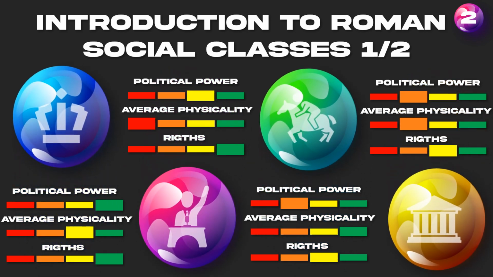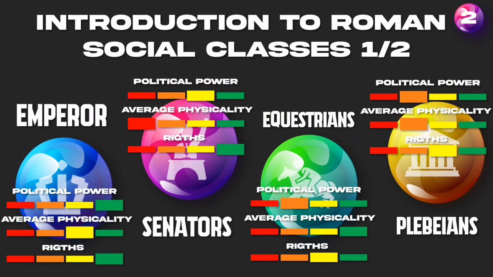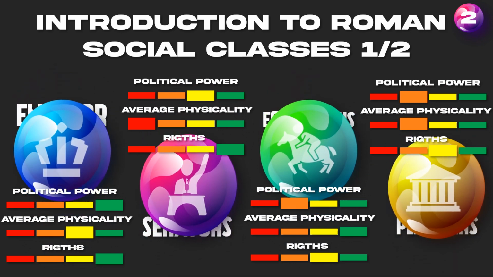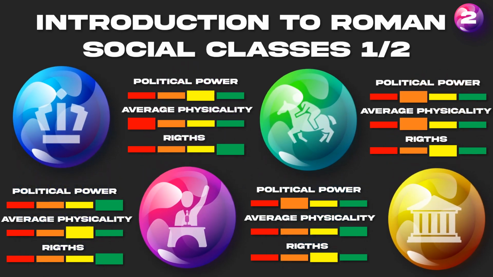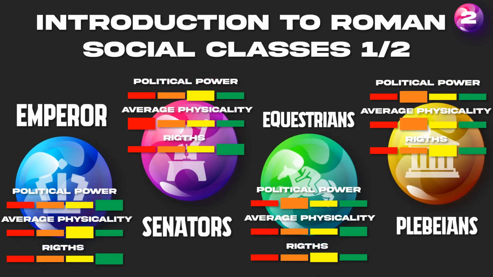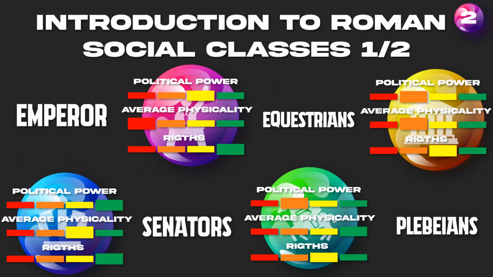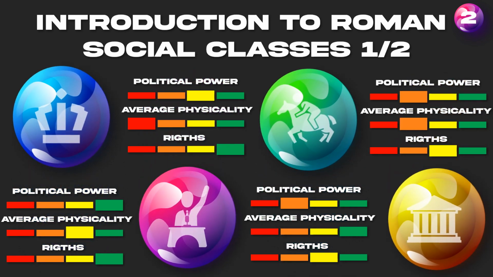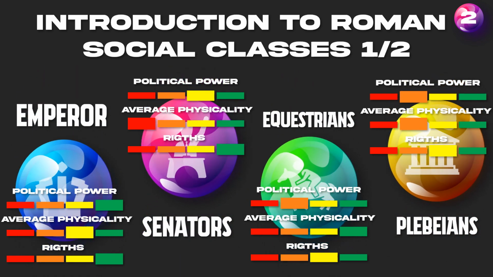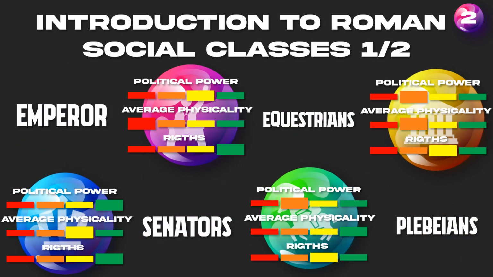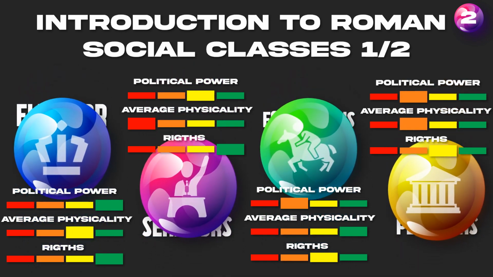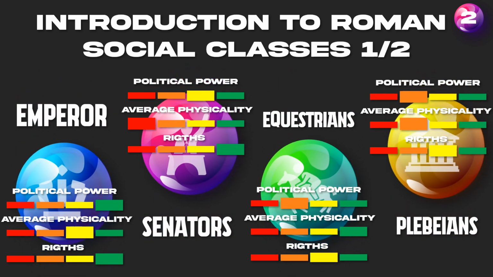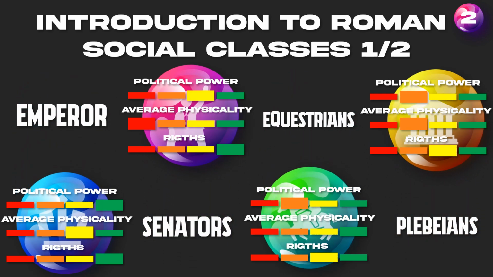Below them are the equestrians, who are the leaders of the army, and they have some advantages such as their own horses, and they have a good average physicality and rights. Next are the plebeians, who lived in the main city and took part in the economy through their businesses, such as baker. Plebeians have no political power, no average physicality, and just a few rights.